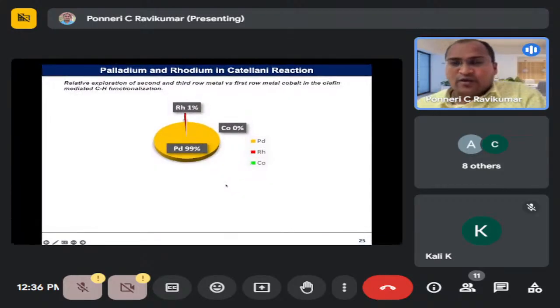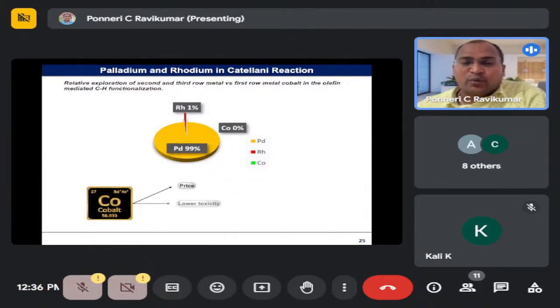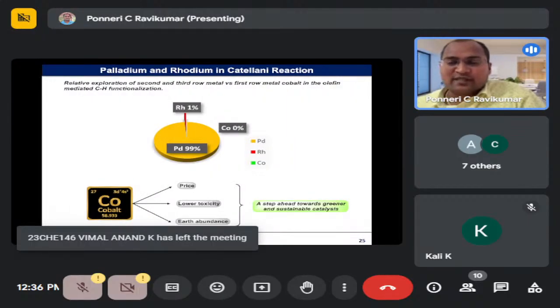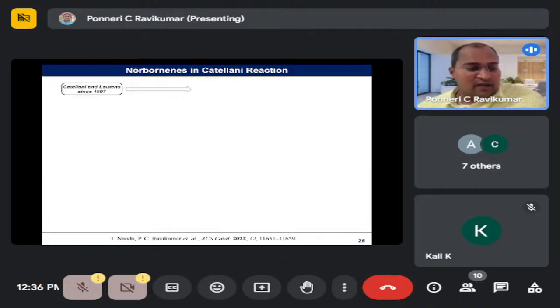All right. So we thought we will do this reaction with cobalt. If we do it with cobalt, it will be a step ahead towards greener and sustainable catalysis. I'll finish quickly. I won't take much time.